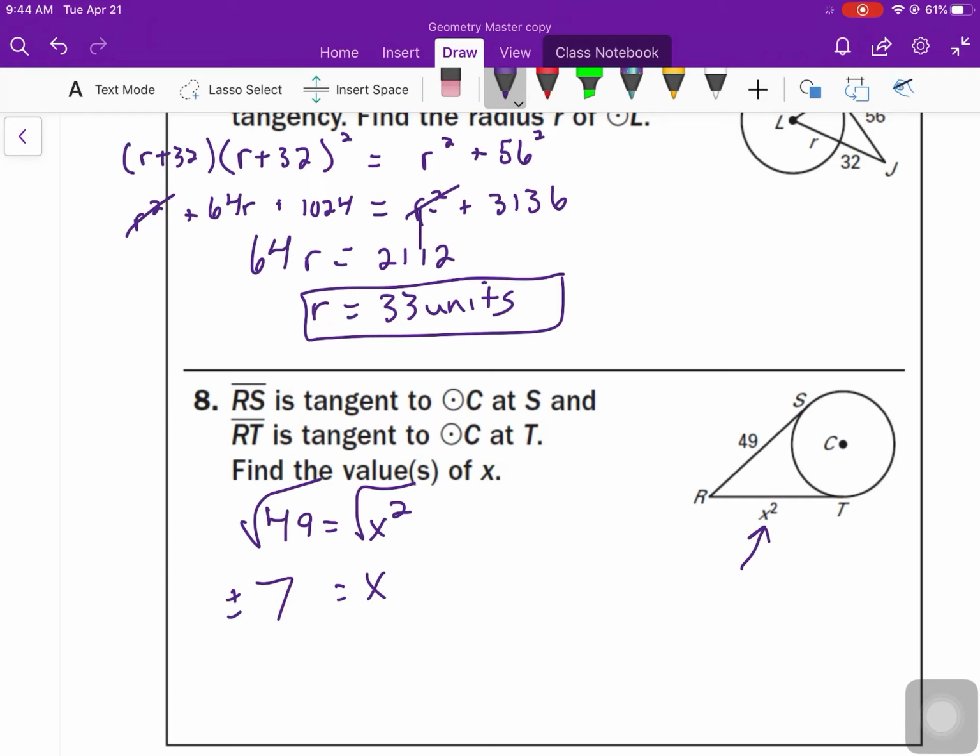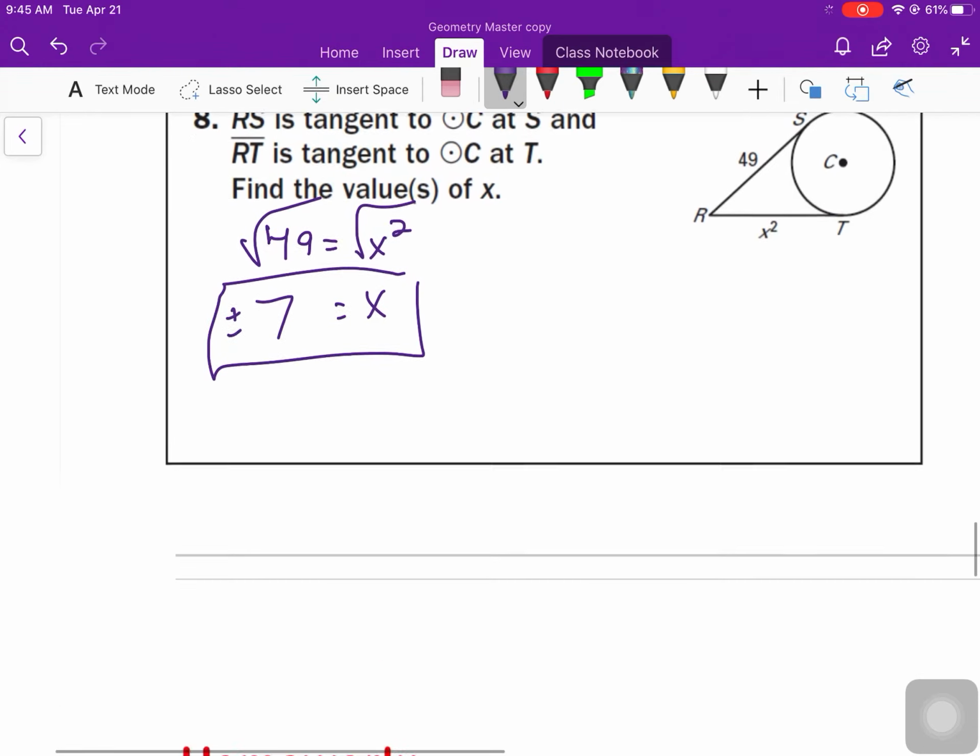Yes, because negative 7 squared does come back as 49. An example of where that wouldn't make sense is, like, let's say this was x plus 2. Positive 7 plus 2 gives me 9. That's perfect. But if I go negative 7 plus 2, that would imply that this entire segment would be negative 5, which doesn't make sense. Okay, so in that scenario, I would throw out the negative. In this one, I don't. Both of them make sense because we were squaring them and they both come back positive.